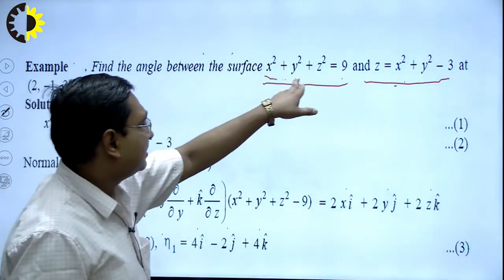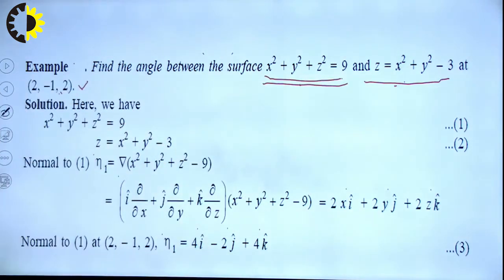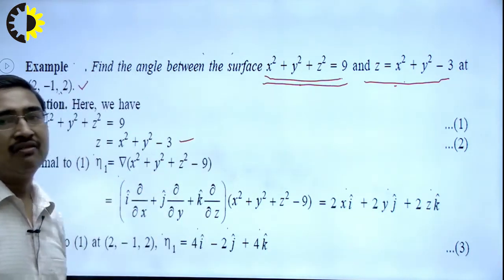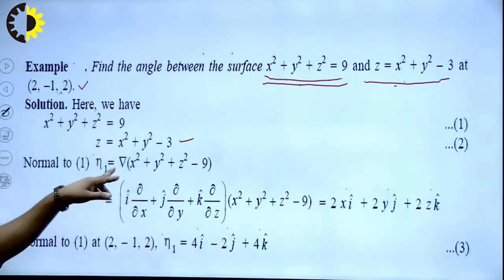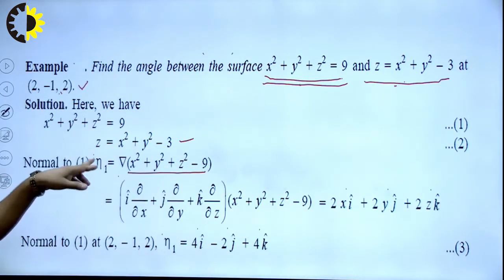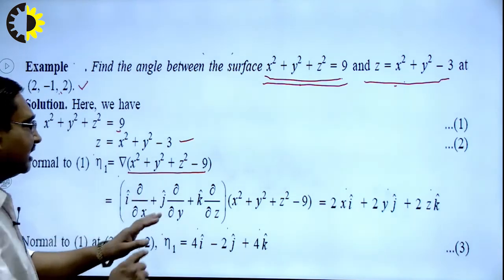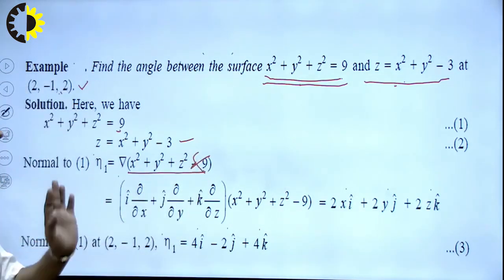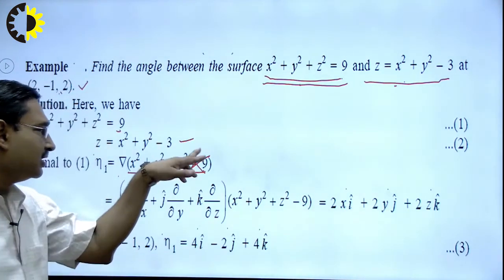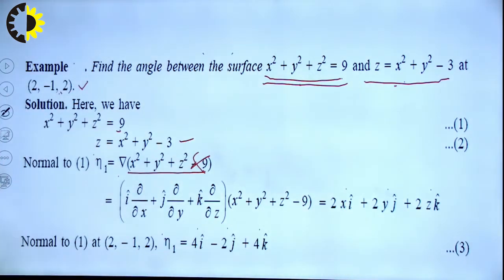The first surface is x square plus y square plus z square equals 9, and the second surface is this. I am first finding the normal vector to the first surface. For this, I shall take the gradient of this surface. This 9 is shifted toward the left hand side, but if I take simply this term x square plus y square plus z square, then still there is no problem, because this constant will give 0 after derivative.